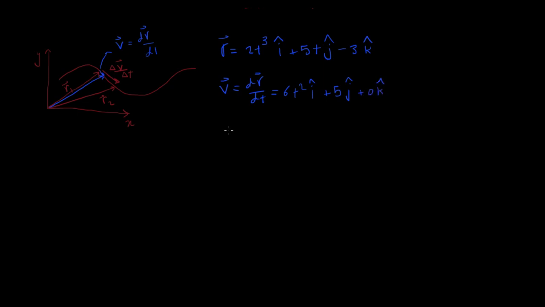Now, acceleration vector, we usually show it with a, and it is again a vector. It's the time derivative of v, the velocity vector. Therefore, it is a second derivative of the position vector. We show it this way. So it is now a derivative of that. So it's 12t i hat plus 0 j hat plus 0 k hat.